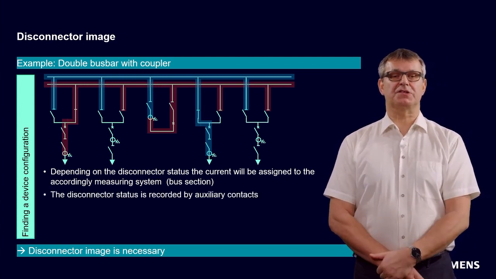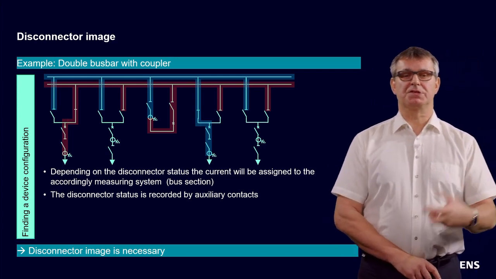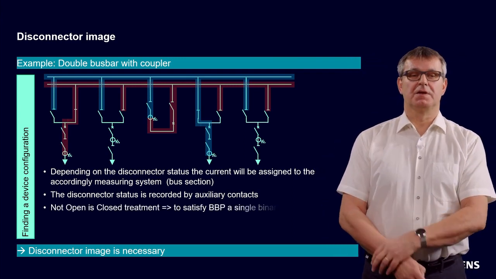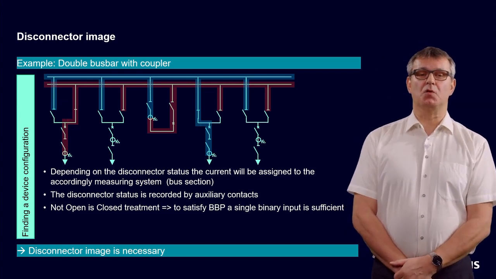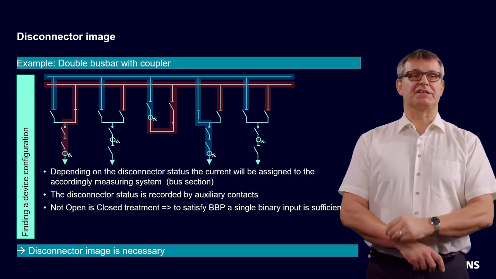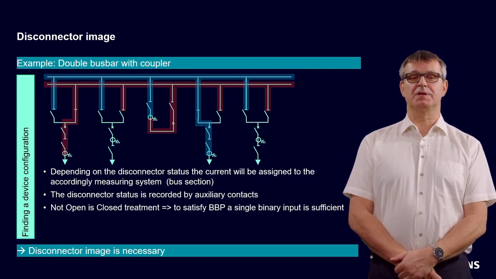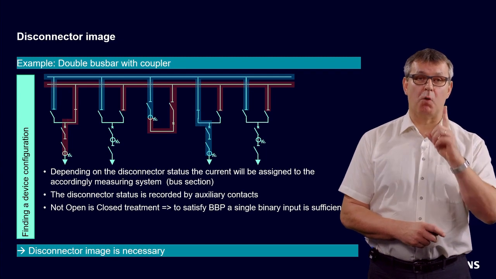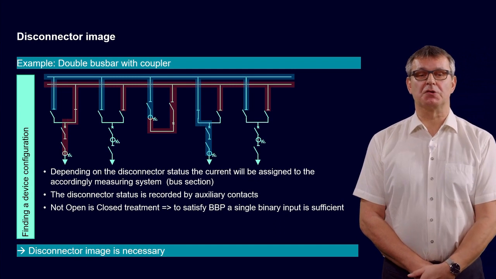Okay, the disconnector status will be recorded by auxiliary contacts. We will also explain this in detail in our second tutorial. And we have, like in the 7SS52, this not open is closed treatment. This means also that especially in the sensorless busbar protection, where sometimes we may not have so many binary inputs, one binary input may be sufficient to make this not open closed treatment.